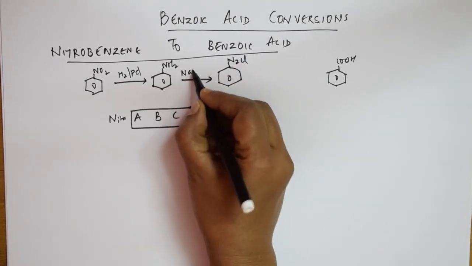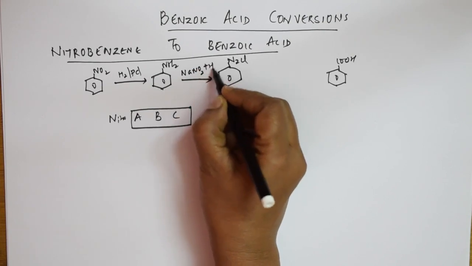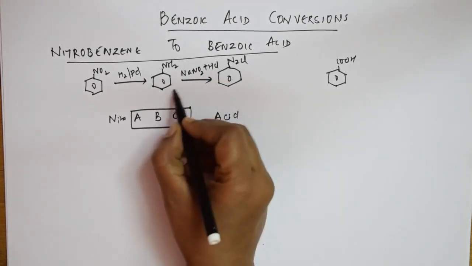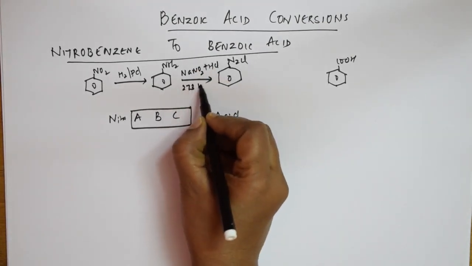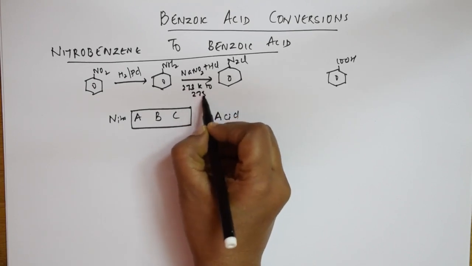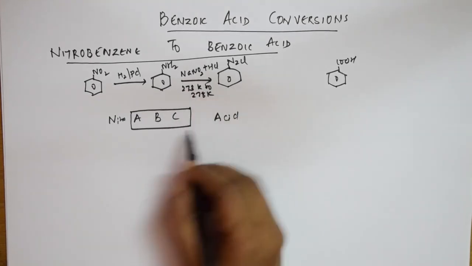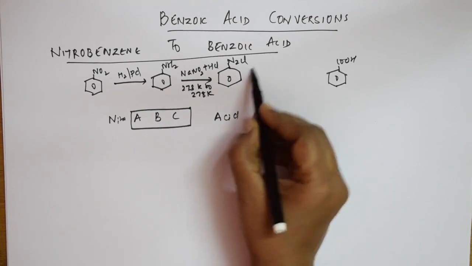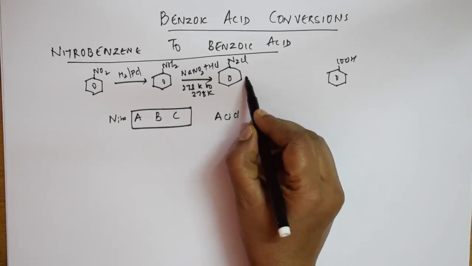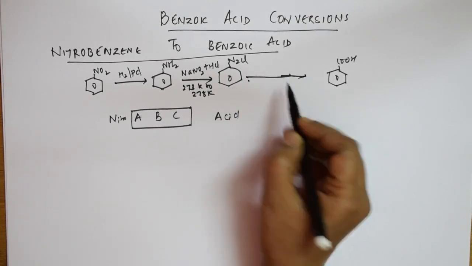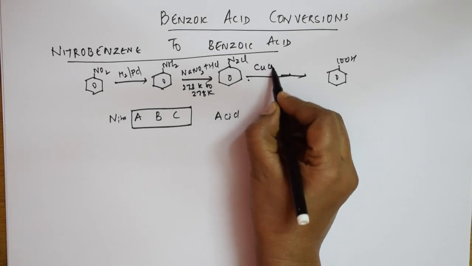We've used NaNO2 and HCl, converting aniline to BDC at how much temperature? 273 Kelvin to 278 Kelvin. This is also over. Now BDC. Now C. From BDC, what do you do? Now you are going to introduce to this copper cyanide in the presence of KCN.